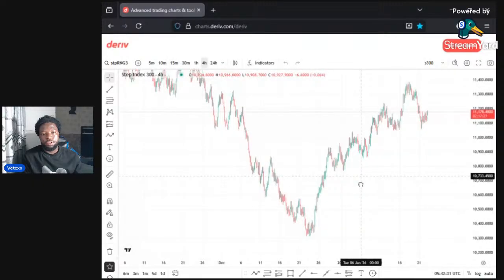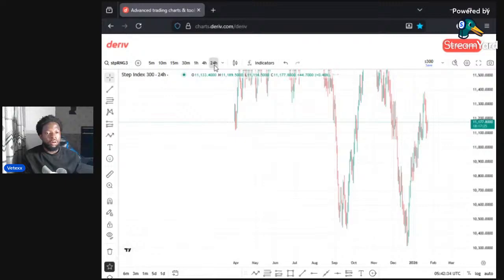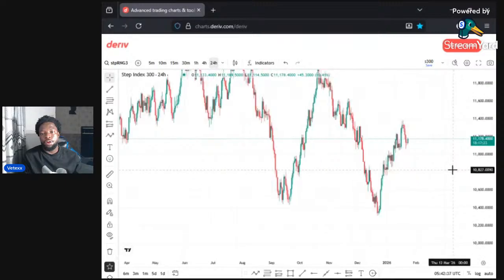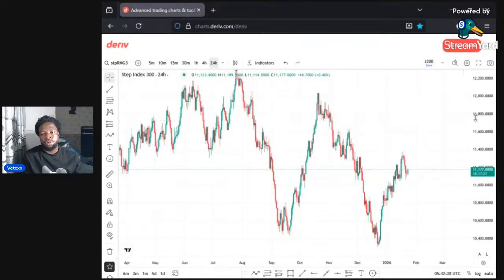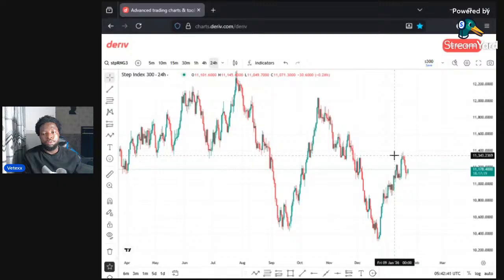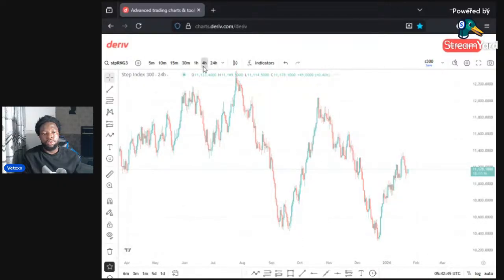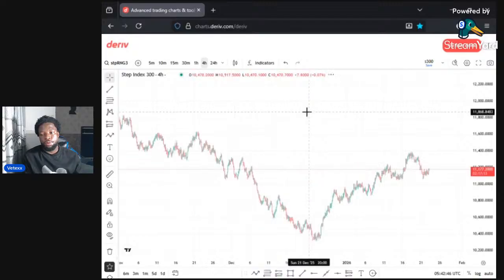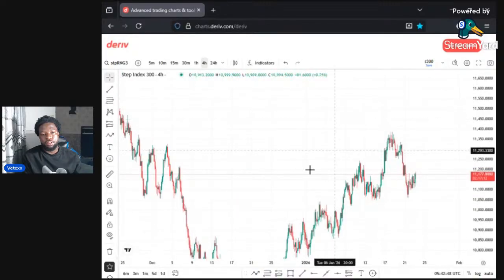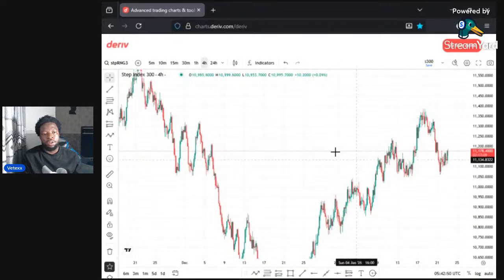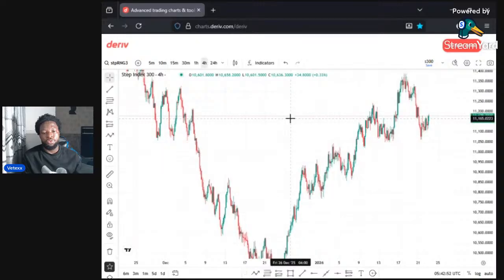Let's check out Step 300. On the 24-hour time frame, we don't have anything on Step 300, and we don't want to force any trade. On the 24-hour time frame, we don't have a continuation. On the 4-hour time frame, still nothing yet. Nothing is being spotted yet, so we wait for clearer structure to be formed.